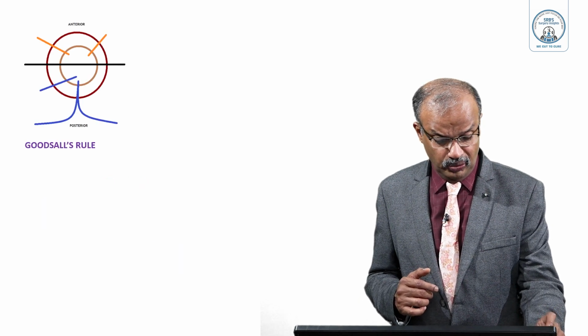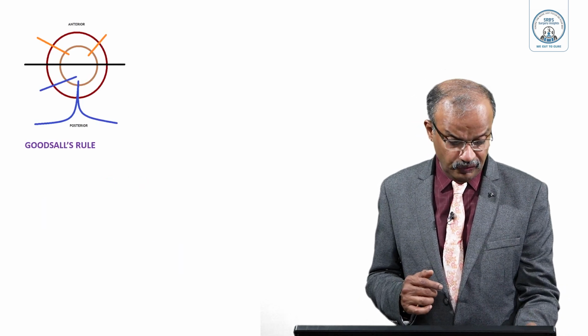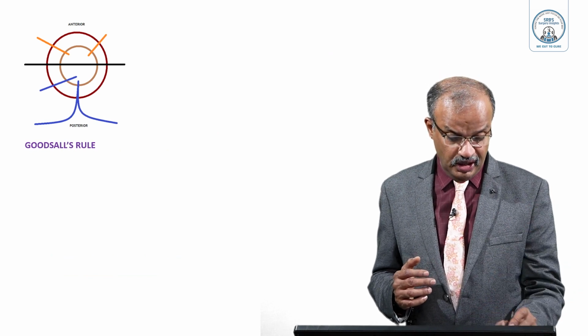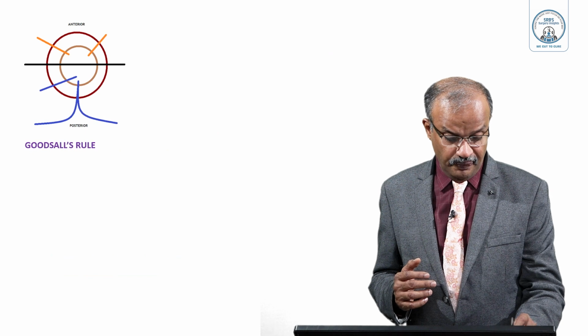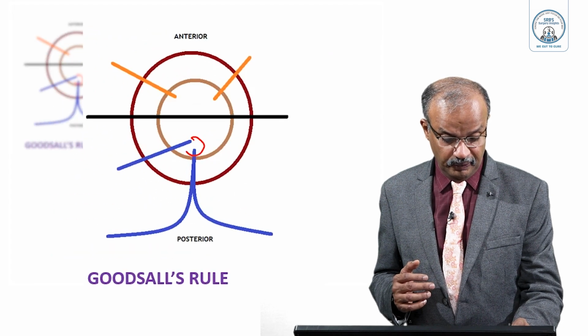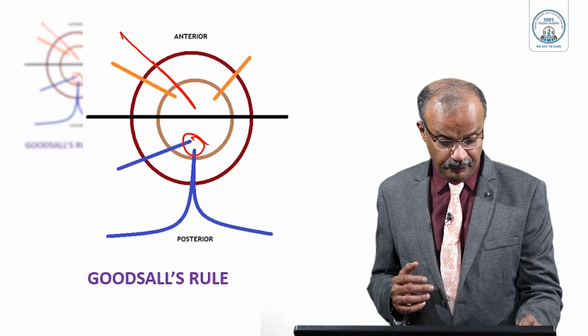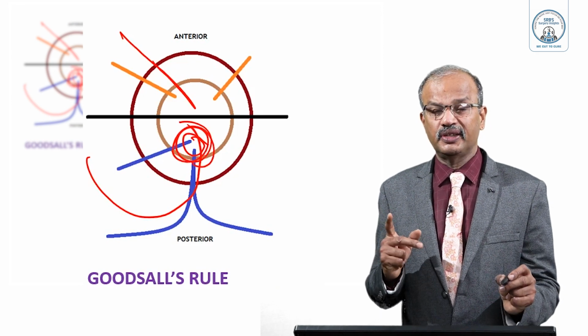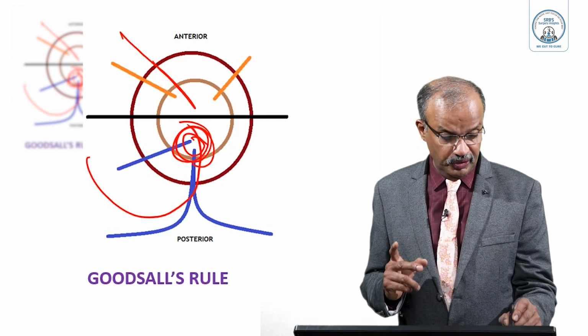So Goodsall's rule is very important. Often asked as an MCQ for students is Goodsall's rule. Anterior fistulas are radial and straight. Posterior fistulas are commonly curved, but always open in the midline. This is the midline, where this is radial, where this is curved and opens. So this is the commonest site. Posterior midline is the commonest site of internal opening, which you have to look for.